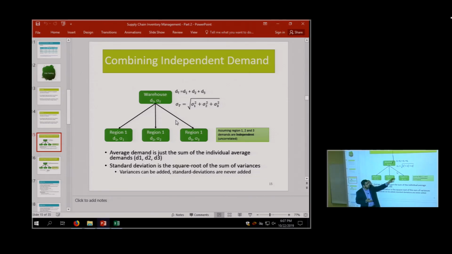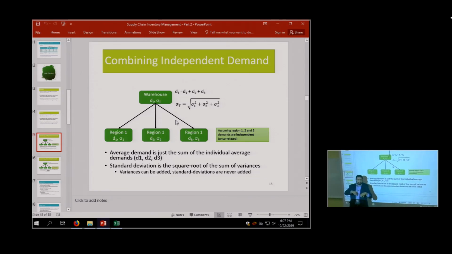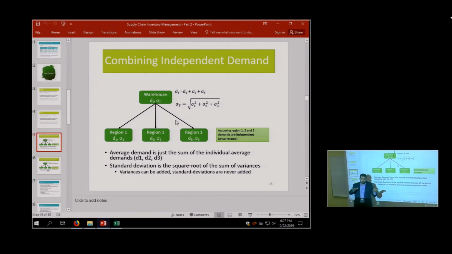Okay? Now, this formula only works if these 3 regions are completely independent demand. They don't move together. Okay? Which is nice because it makes the math very simple. And for this course, that's all you need to know.